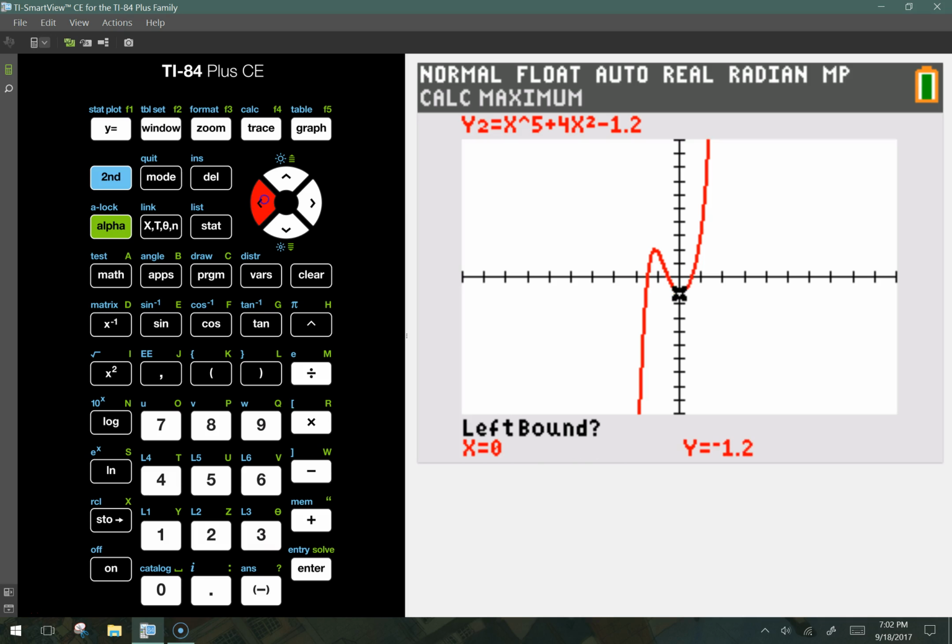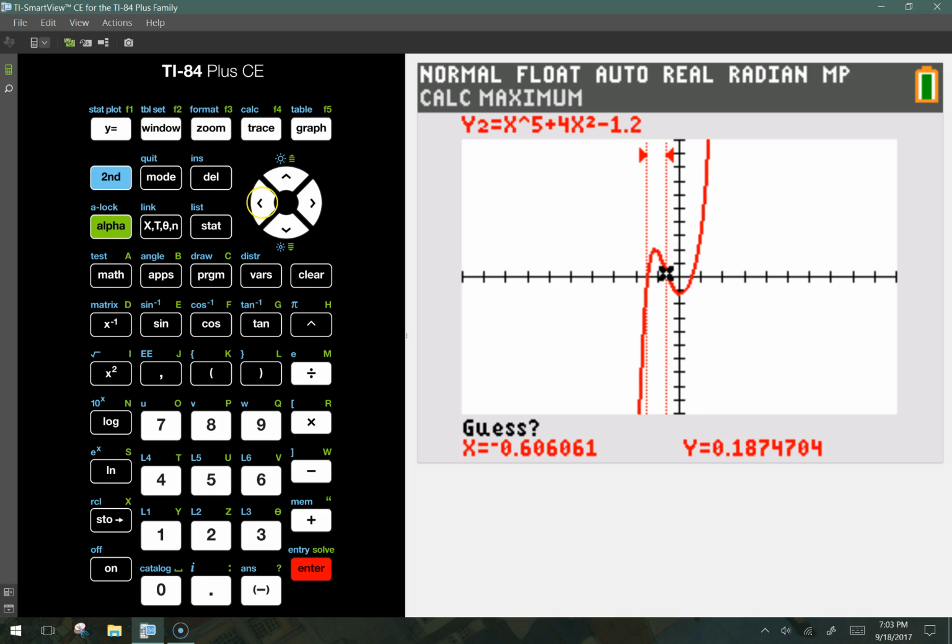So I'm going to move the cursor over to the left because it's again asking me the same 3 questions. Put the cursor on the left side, the right side, and then guess. So I'm trying to find this maximum up here. I put my cursor on the left-hand side and hit enter. So it's to the left of that max. I'm going to move the cursor over to the right-hand side of that maximum and hit enter. So it puts that bar on the right-hand side.